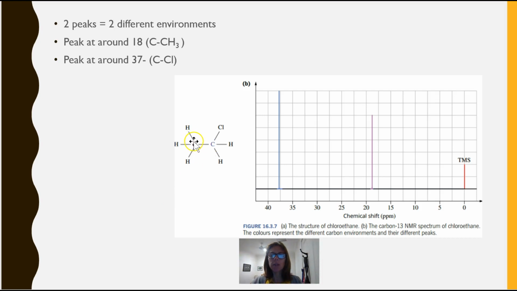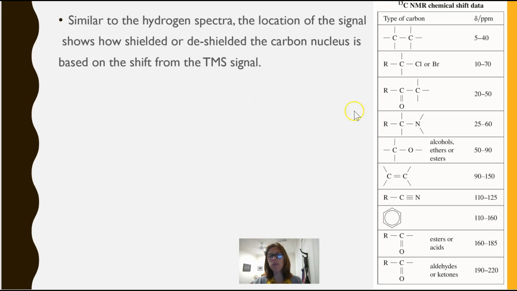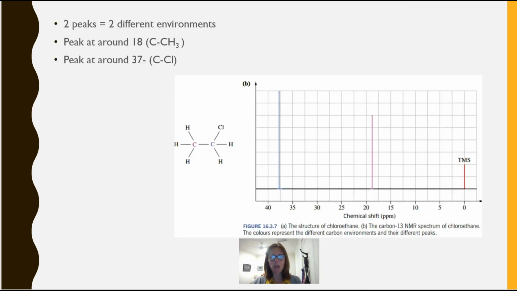You can see this carbon here is connected to another carbon, and here we've got 3 different hydrogens off it. This carbon is connected to another carbon, but we've got a chlorine and a couple of hydrogens off. So this environment of the carbon is different to this environment of the carbon. Now our peak at around that 18 mark is going to be our carbon to carbon chain that we can see in this previous one up here in the range of the 5 to 40. But then we look at the next one, and the next peak is at around that 37.